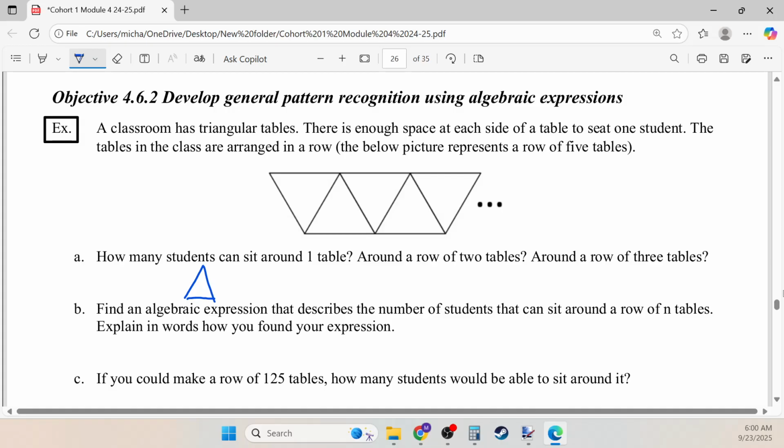So it says each side of the table sits one student, so there are 3 for one table. We have 2 tables arranged in a row like that, and we have 4 places. And if we arrange 3 tables like that, 5. We want to find an algebraic expression that describes the number of students that can sit around a row of n tables.